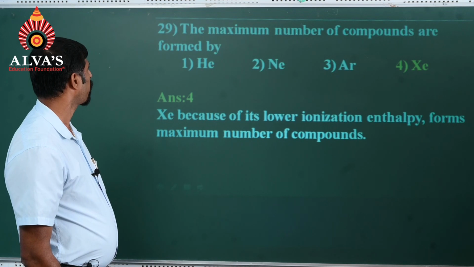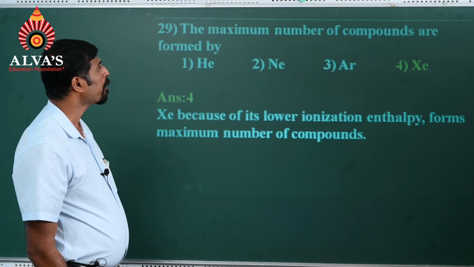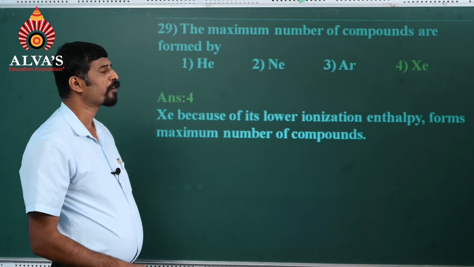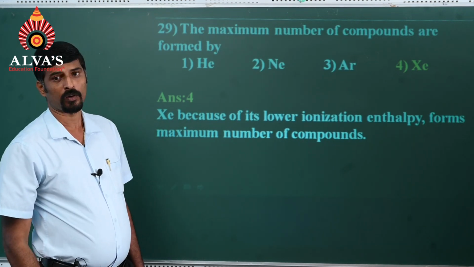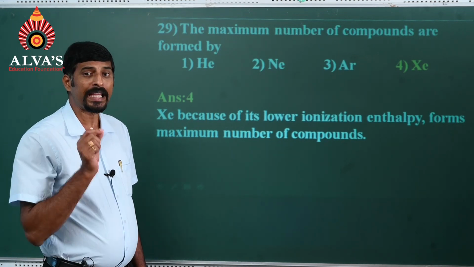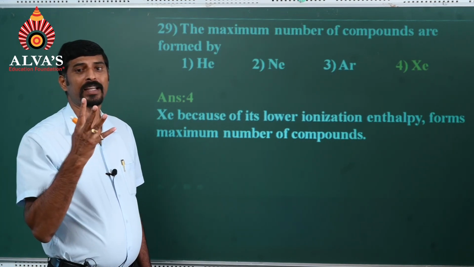Next, we will move on to question number 29. The maximum number of compounds are formed by. The maximum number of compounds are formed by xenon. Why does it form a maximum number of compounds? Because in the case of xenon, the atomic size is large.